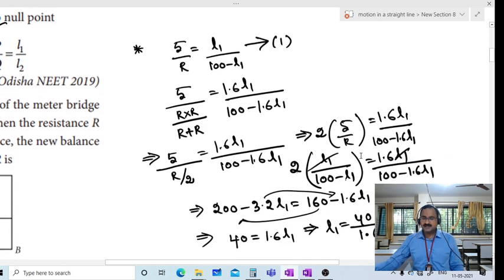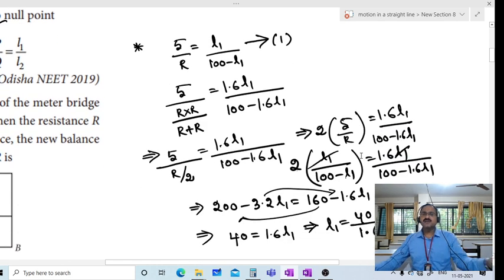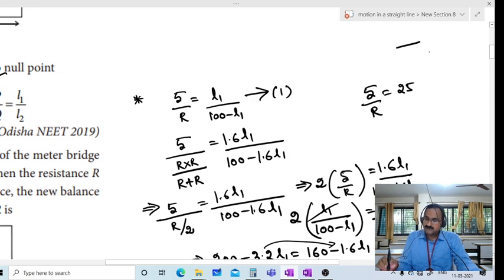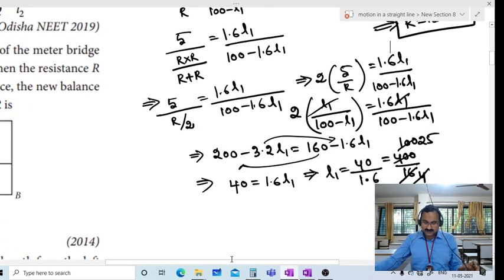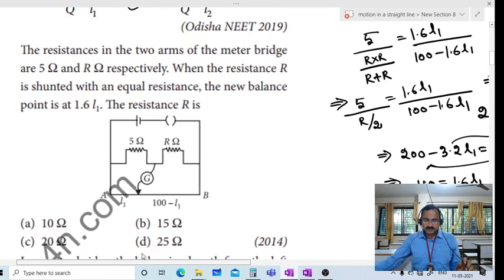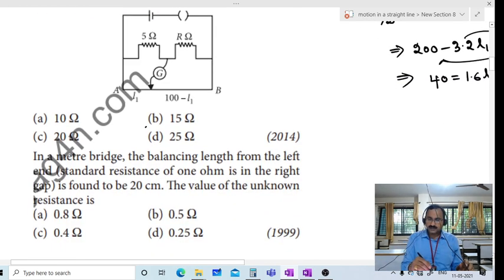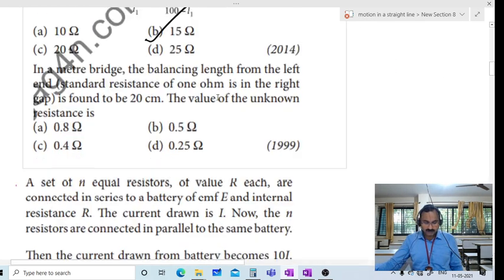If you know the balancing length, then you can substitute in any one of the equations easily. So substitute here in equation number 1: 5 by R is equal to 25 divided by 100 minus 25, which becomes 75 only, no? 25 into 1, 25 into 3. Therefore, R is equal to 5 into 3, that is 15. Over. So it is a little bit of calculation, but the model is important in that, so you have to practice that one. That is the answer you are getting, B only.